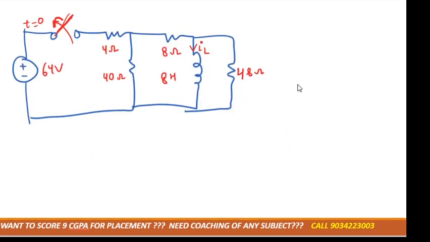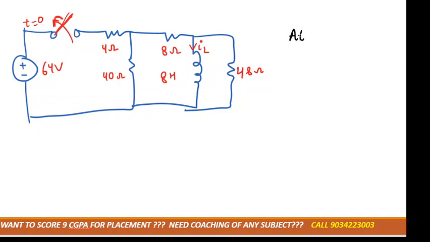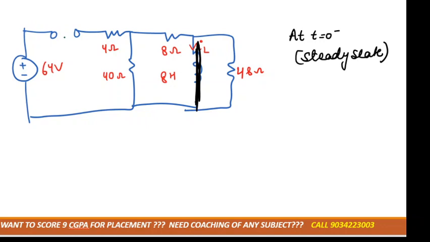So in this question, first we'll draw it for t equal to 0 minus. 0 minus is the steady state condition, and in steady state condition, I told you inductor will behave as a short circuit. Now tell me, at t equal to 0 minus, is the switch open or closed? At t equal to 0 it was open, but at t equal to 0 minus it would be closed. Now we have to calculate the current across the inductor.